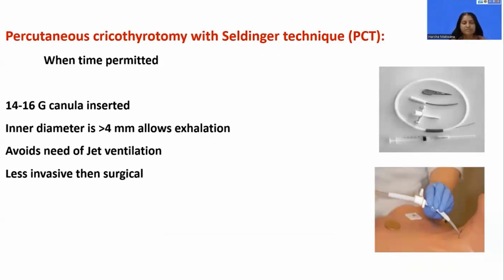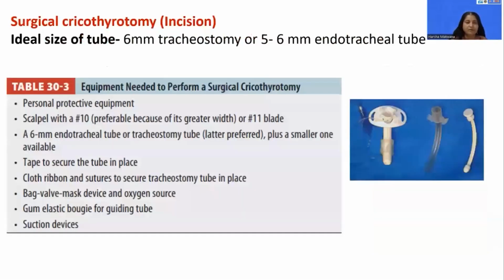Here, a 14 to 16 gauge cannula is inserted. Its inner diameter is more than 4 mm. So it allows exhalation also. It avoids the need for jet ventilation and is less invasive than the surgical cricothyroidotomy.